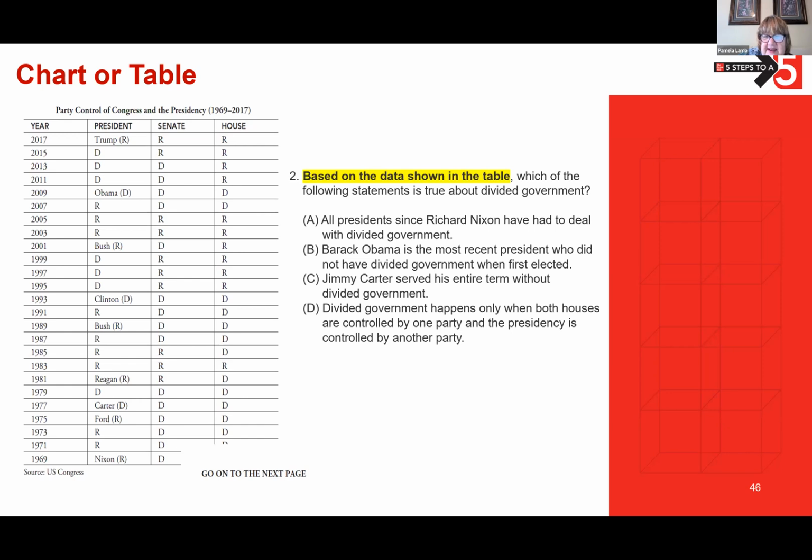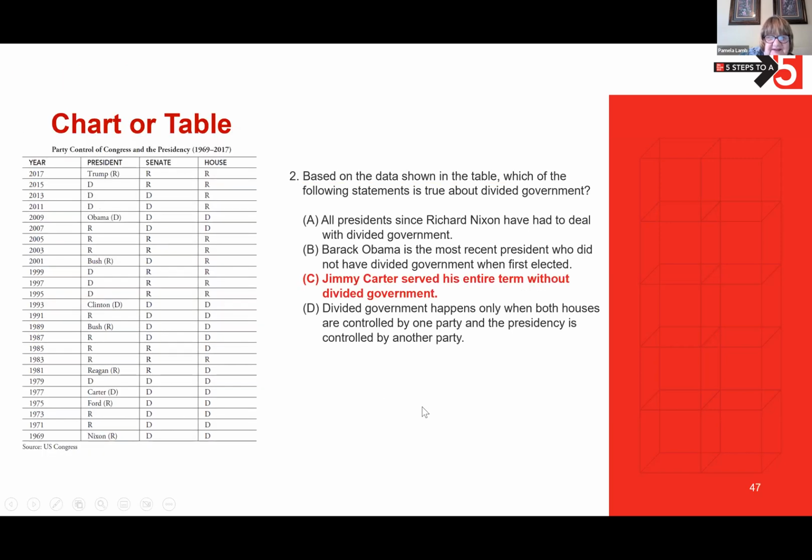So we've eliminated A. Did Barack Obama have a divided government when he was first elected? No. But neither did Trump, so that wouldn't be true. C is the best answer. It is correct. Very good. Excellent work. And again, you can see it might take a little more time to do some of these. That's why they give you the 80 minutes.